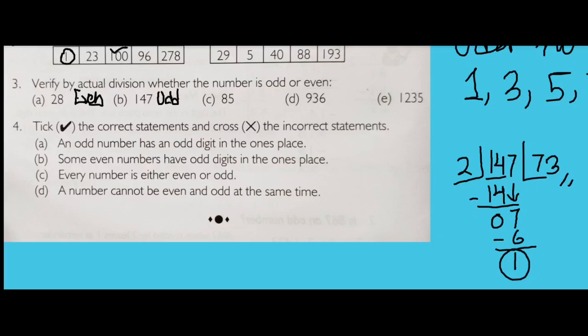Hope you all have understood how to verify even or odd numbers using the actual division method. So children, 85 and 936, C and D, you can do as your home assignment, and you don't have to do E. Now tick the correct statement and cross the incorrect statement.